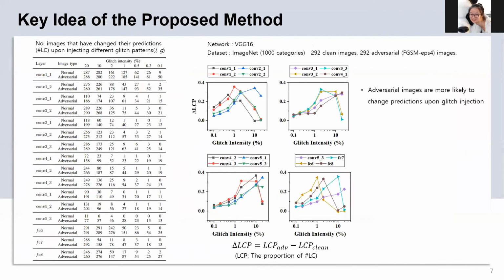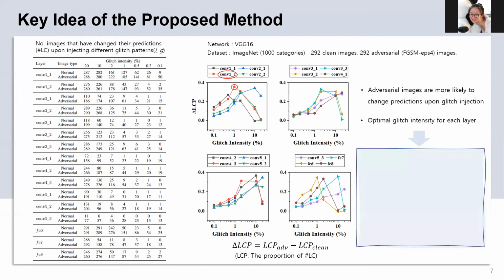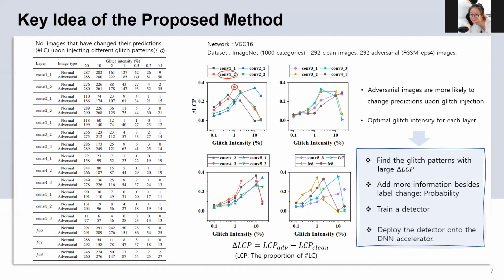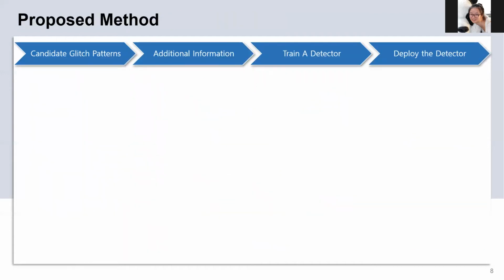We find out that adversarial images are indeed more likely to change predictions upon glitch injection. And for each layer, there tends to exist an optimal point that maximizes the difference between adversarial and benign inputs. This somehow gives some hints for how to better differentiate adversarial from benign inputs. We can find out some glitch patterns with large delta LCP. We can also utilize more information besides label change, such as probability, to train a detector, and finally deploy the detector. And these are exactly the main procedures for our proposed method.